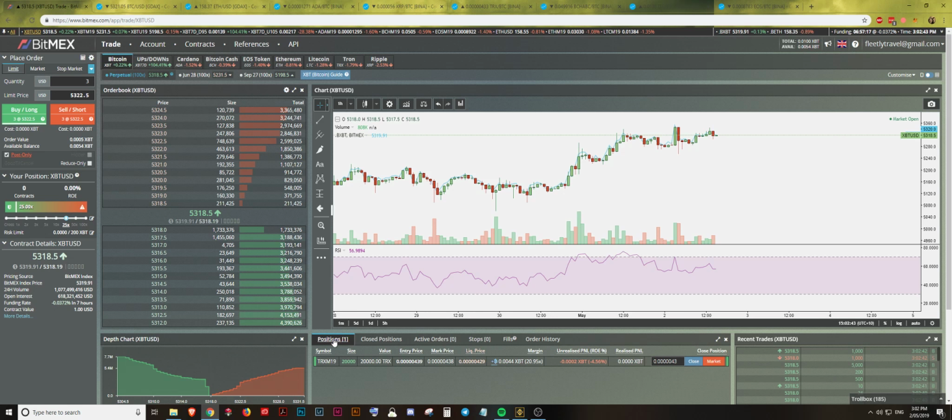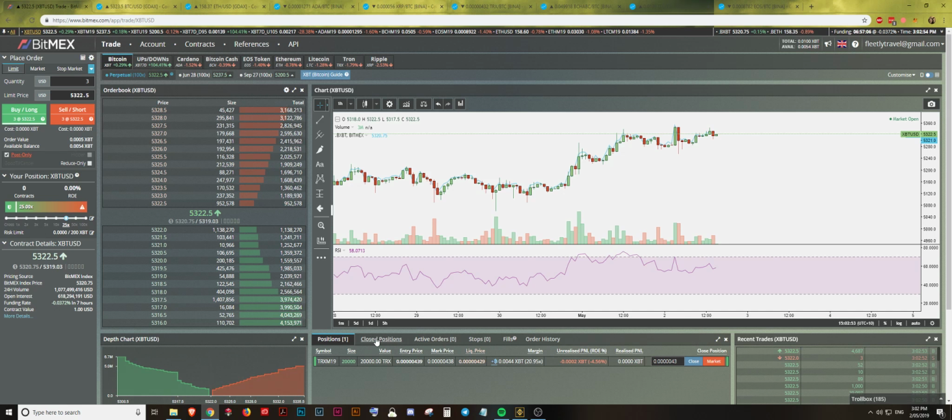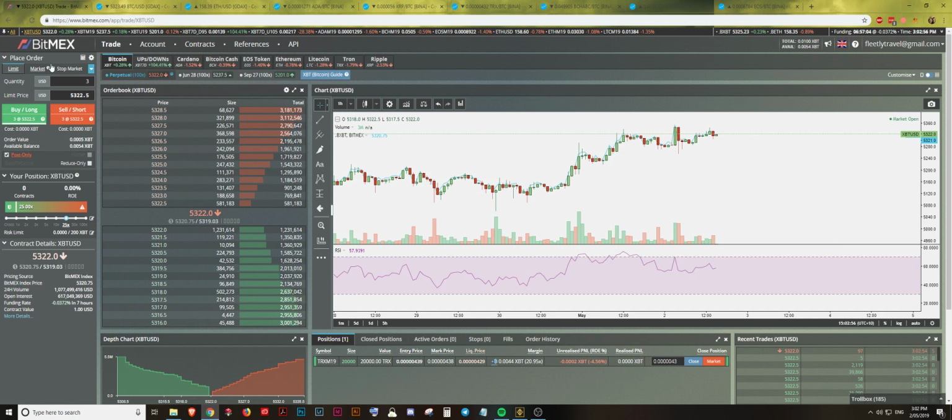This has my active positions. This means my position has happened. If I place a new order, it's not going to be in these positions. It's going to be under active orders till it gets filled, then it's going to go into positions. Close positions, stops. When you have your stop, your market stop or your limit stop, that's going to appear under here. You've also got your fills and your order history.